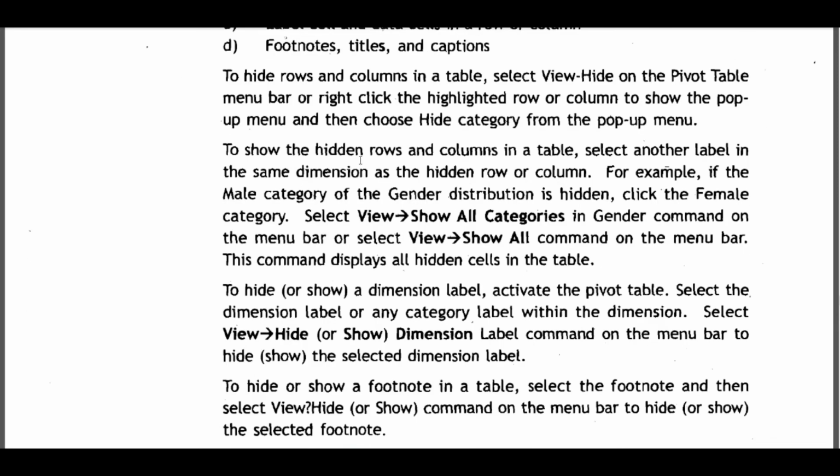To show the hidden rows and columns in a table, select another label in the same dimension as the hidden row or column. For example, if the male category of the gender distribution is hidden, click the female category. Select the View, Show All Categories in Gender command on the menu bar, or select the View, Show All command on the menu bar. This command displays all hidden cells in the table.